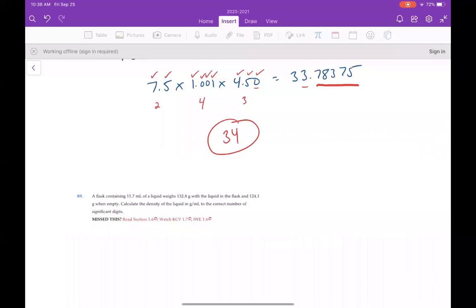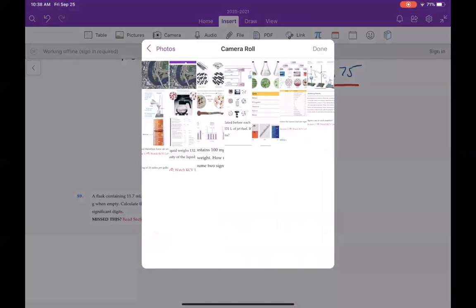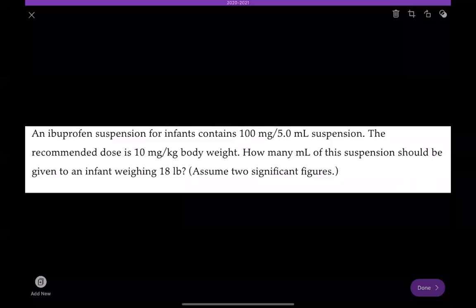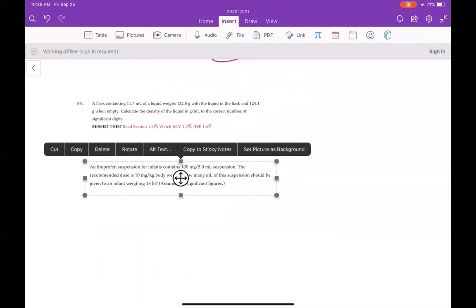No, not that one. Try one more. Sorry about that. I don't know where it went, but that's okay. Anyway, we're going to do this one too. So we'll do this one first.